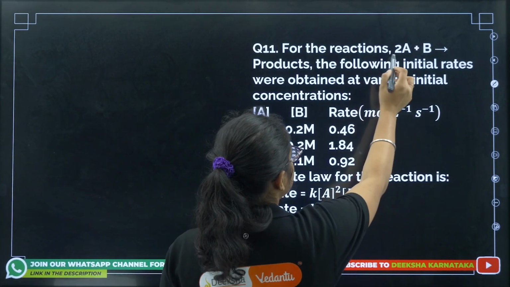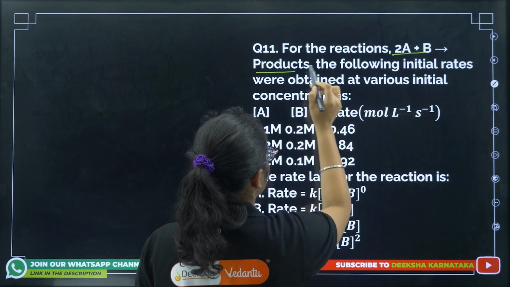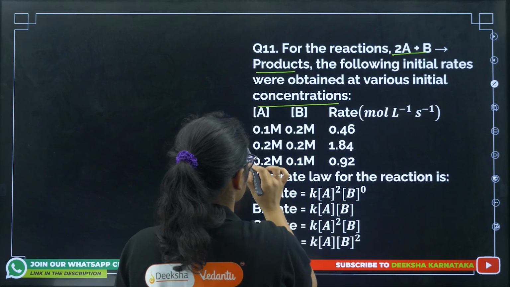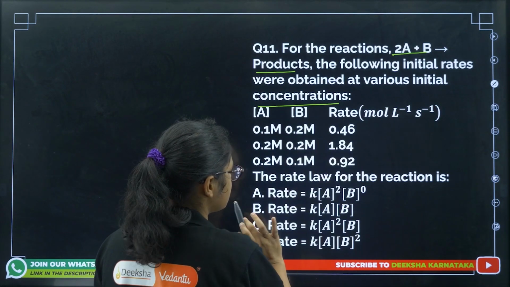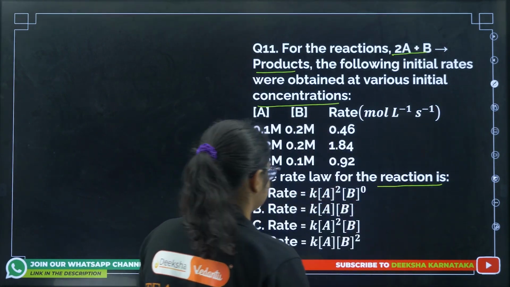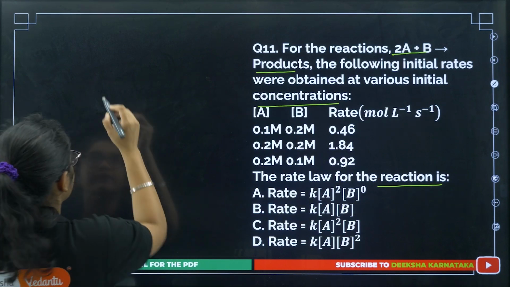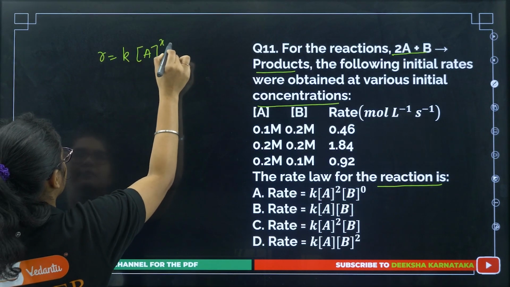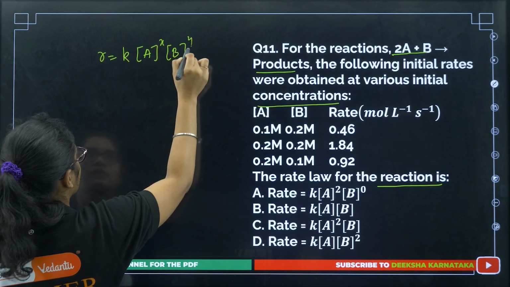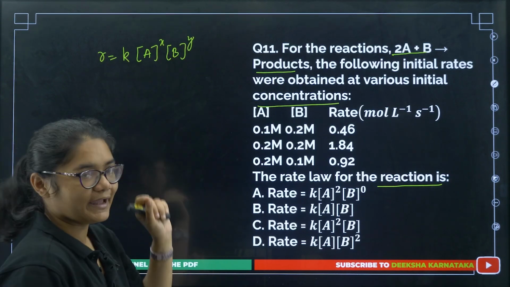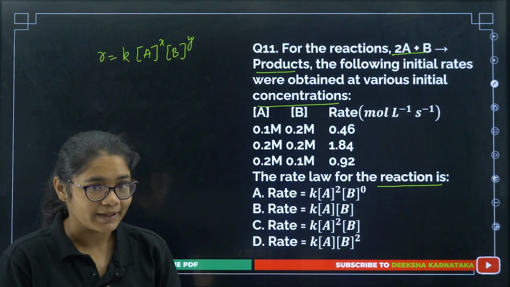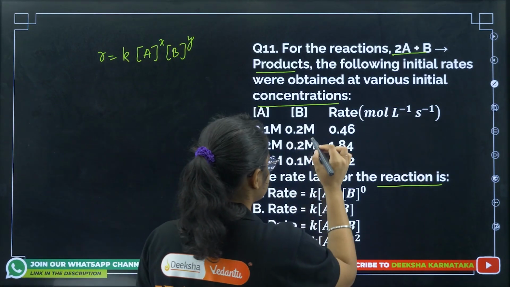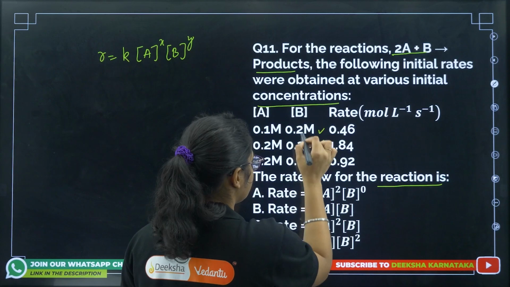For the reaction 2A plus B gives product, the following initial rates were obtained at various initial concentrations. These values are given. The rate law for the reaction is, okay. So now we know that rate law can be written as k into [A] to the power of x and [B] to the power of y. Right? So now first we need to find the x value, the order with respect to A. For calculating x, B should be constant. So which two reactions can we take? These two reactions where B is constant.